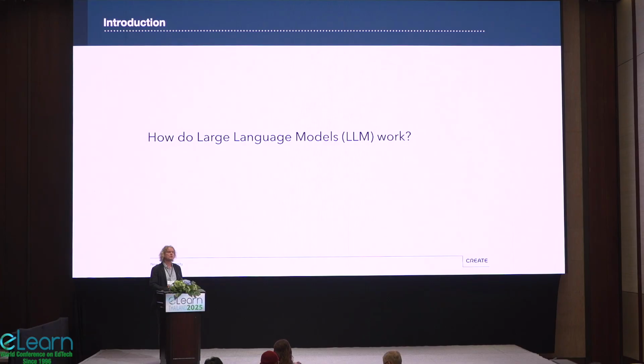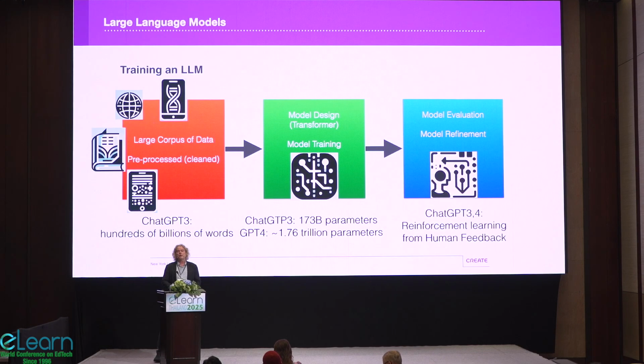So how do large language models work? I'm also not going to go into a lot of detail with that because I'm going to assume you know that. But we do know that we're training an LLM based on a large corpus of data, then using model design and a transformer for the model training, and then the evaluation and fine-tuning that happens with reinforcement learning from human feedback, etc. Those methods are constantly being refined and changed, but the overall idea is I need a large corpus of data so that I can eventually have my large language model.